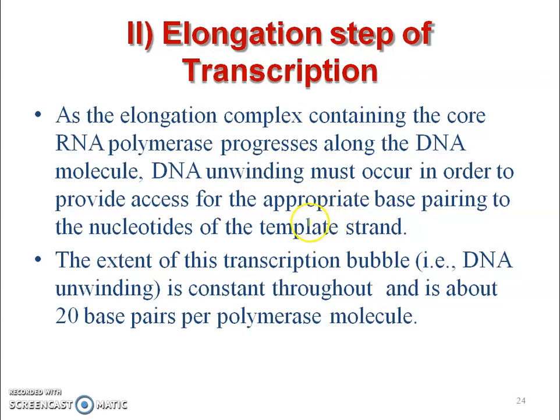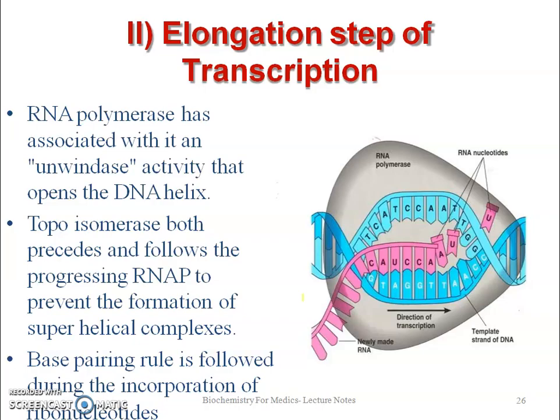The extent of this transcription bubble is constant throughout. So how much it will extend, how many nucleotides will be opening, is almost like 20 base pairs per polymerase molecule. As the molecule moves, inside that molecule 20 base pairs are open. Then the elongation step of the transcription: RNA polymerase has associated with it an unwindase activity that opens the DNA helix. So the topoisomerase both precedes and follows the progressing RNA polymerase to prevent the formation of superhelical complex. So here the topoisomerase helps in preventing the formation of the helix once again.